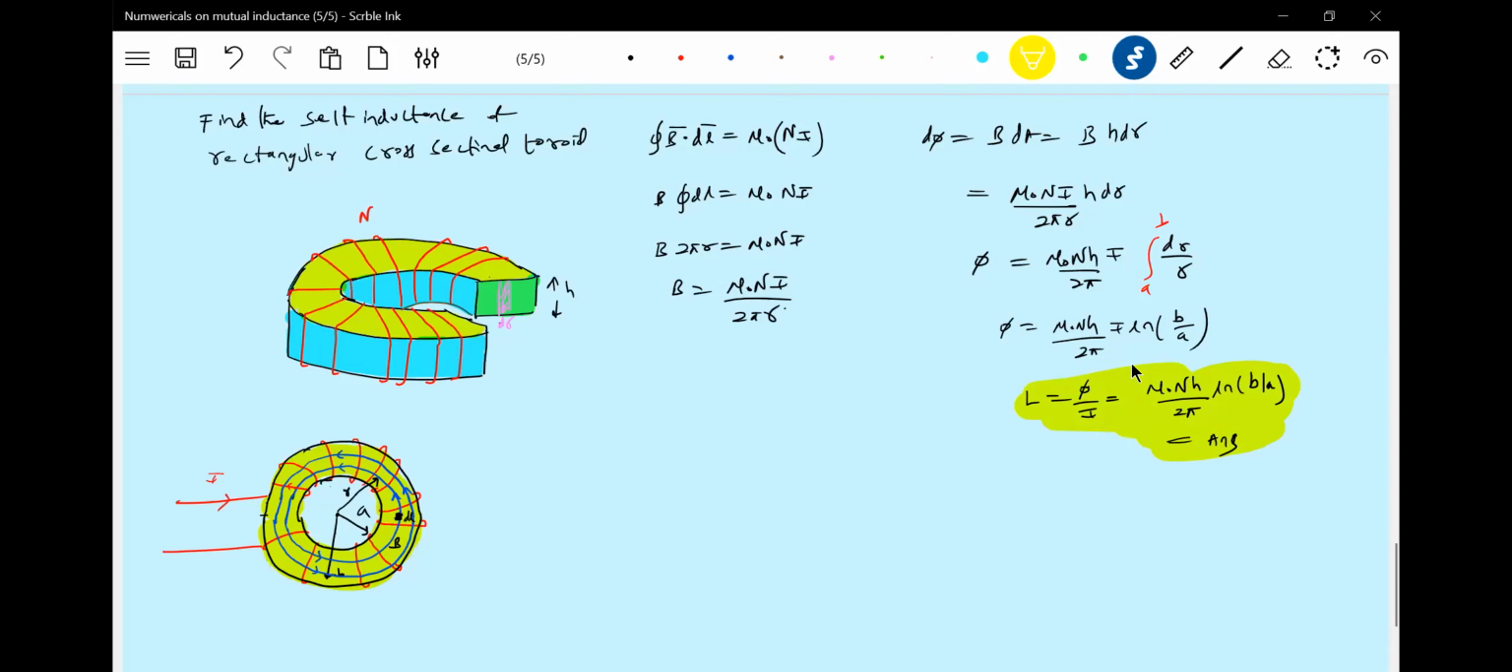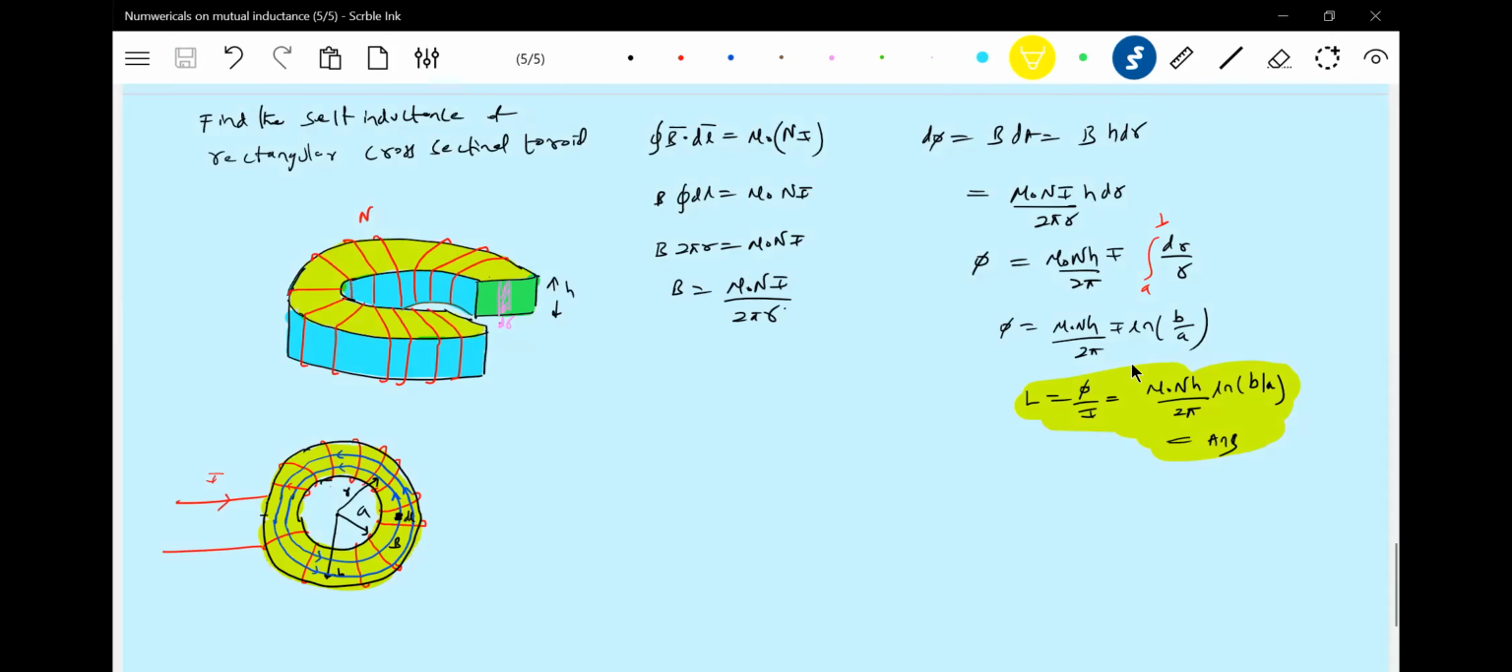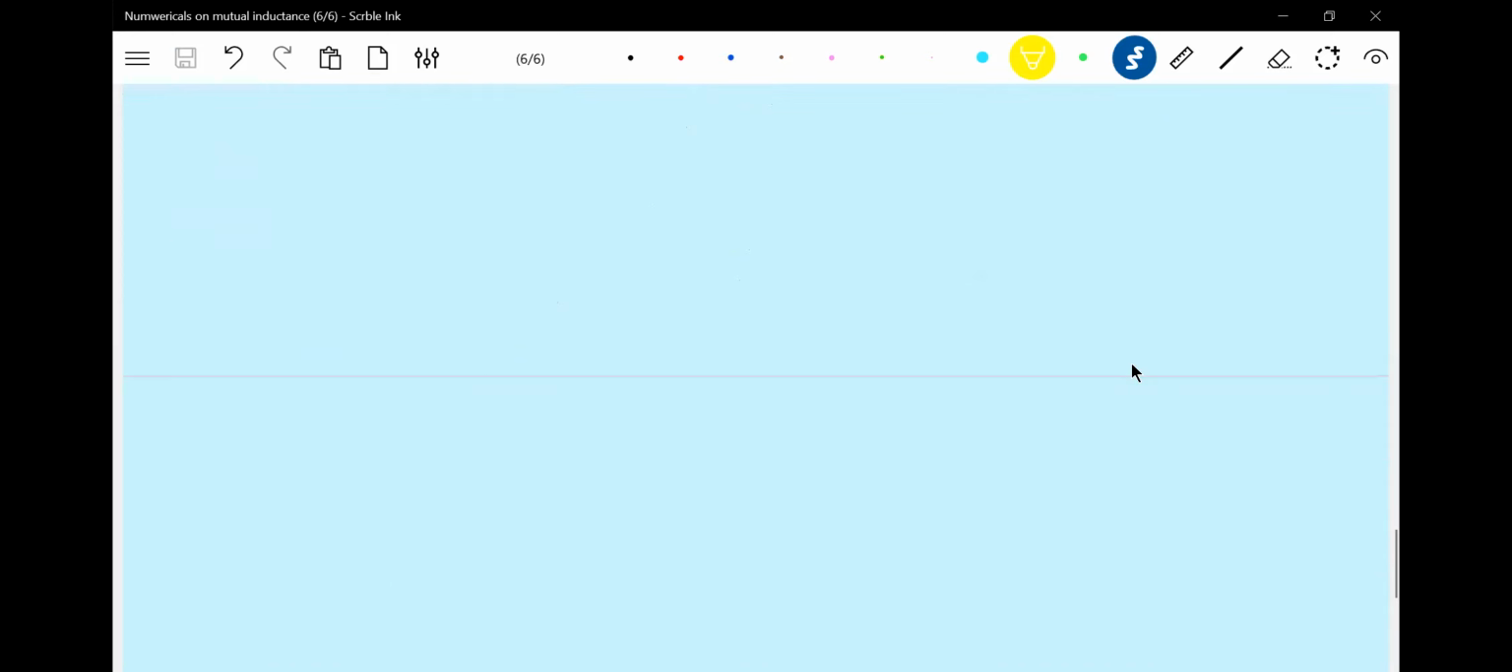Now we'll go to some numericals on mutual inductance. Once again, we'll go back. There are plenty of different ideas which I wanted to share. This will be very useful for you in the exam. What I'm going to discuss are the mutual inductance ideas. Let's go for the application. So the first one, we'll start.